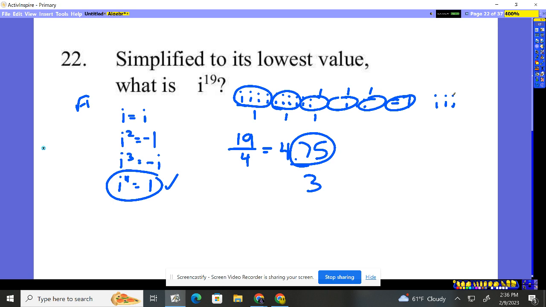So that's i to the third left over. Everybody else was 1 times 1 times 1 times 1 times 1. But then I had this left over. So the answer to here, what we want to put, is negative i. That is the answer to 22.